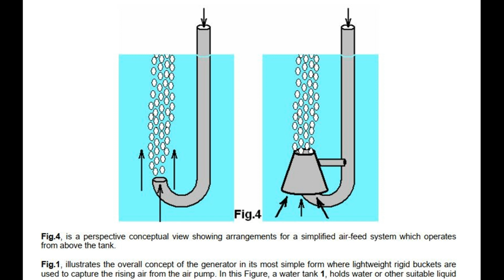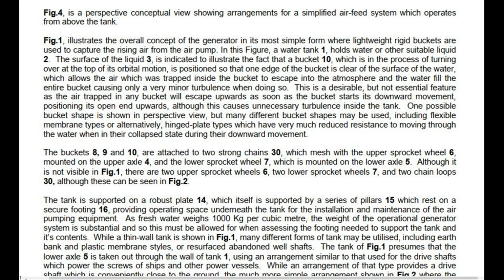Fig. 1 illustrates the overall concept of the generator in its most simple form where lightweight rigid buckets are used to capture the rising air from the air pump. In this figure, a water tank 1 holds water or other suitable liquid 2. The surface of the liquid 3 is indicated to illustrate the fact that a bucket 10, which is in the process of turning over at the top of its orbital motion, is positioned so that one edge of the bucket is clear of the surface of the water, which allows the air which was trapped inside the bucket to escape into the atmosphere and the water to fill the entire bucket, causing only a very minor turbulence when doing so.